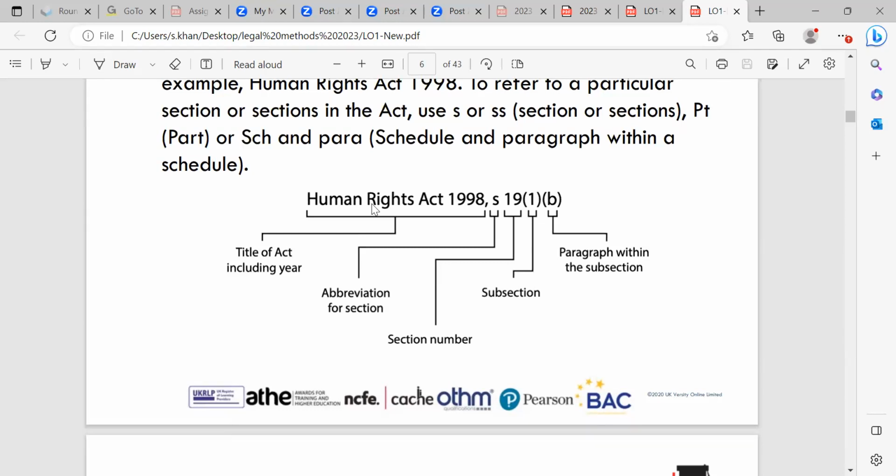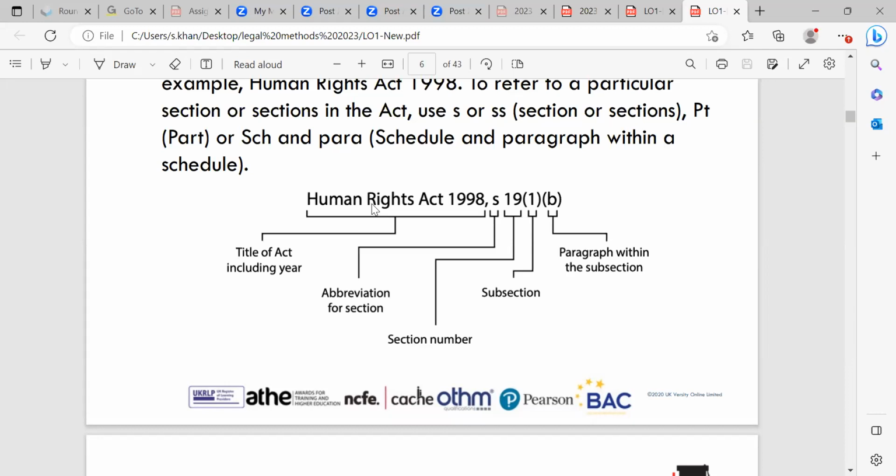Okay, so you could have the Equality Act, you could have the Sexual Discrimination Act. They are all acts that have been passed through Parliament because there's a need for them. Then you've got maybe the abbreviation, which is section S. Then you've got the section number 19. Then the subsection. So within 19, there could be subsection 1, 2, 3, 4, 5, but you've put subsection 1, and then the paragraph within the subsection is 1.